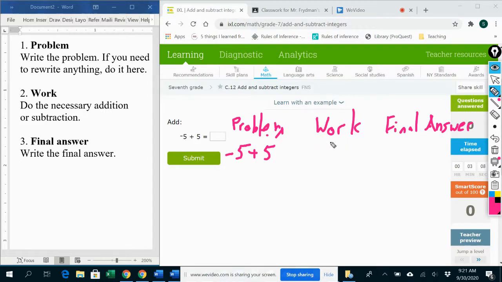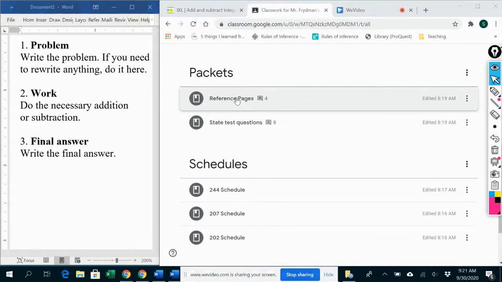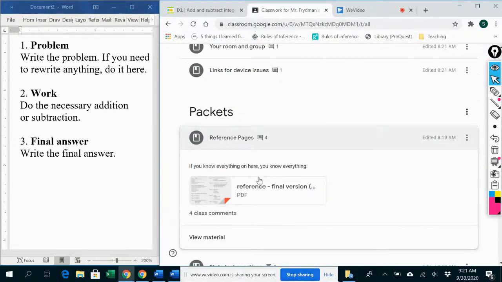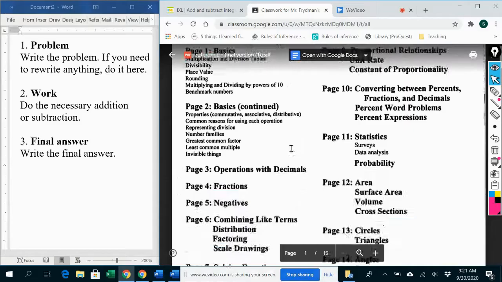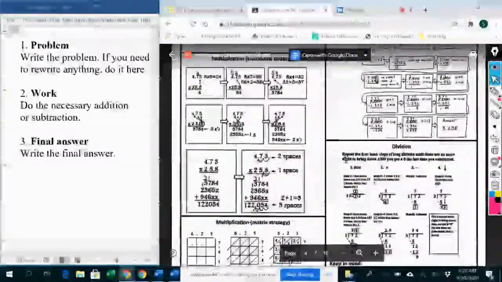Now, what is the work that I need to do? Should I be doing addition or subtraction? Well, if you can't remember, then you can go over and just check the reference pages, okay? So the reference pages are right over here in the classwork section. So I'll click on the reference pages, and then negatives are on page 5. So let's scroll down to page 5.